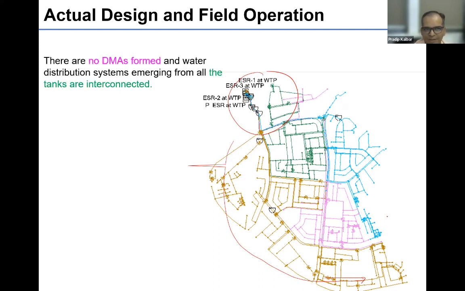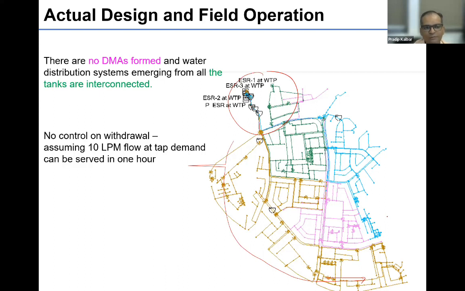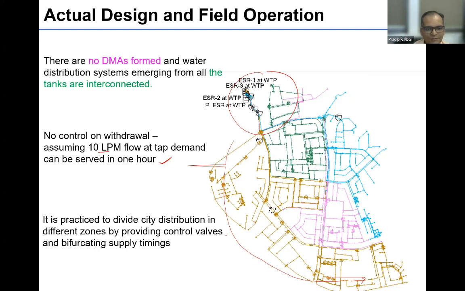So there are no district metering areas. Achieving district metering areas in such a situation is really theoretical. In such a situation, all tanks are interconnected, with no control on withdrawal. Even if you assume 10 liters per minute as a flow, multiply by the number of connections, and you can estimate on a simple back-of-the-envelope basis how much withdrawal capacity your network has. There is no discussion about how I can control it and how I can achieve greater supply hours. Just imagine the withdrawal from this particular network. Within 1 hour, the network can withdraw 2 times the demand. That is the situation we are living with.